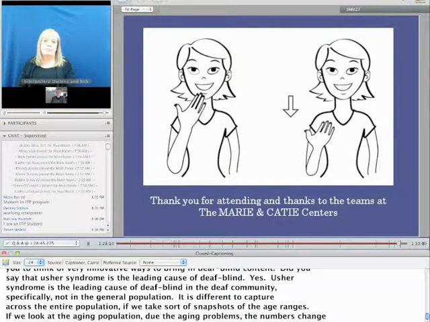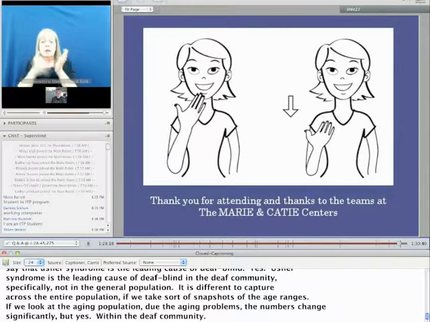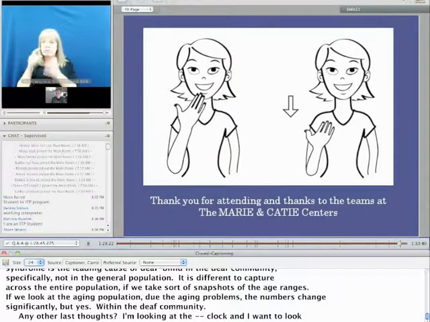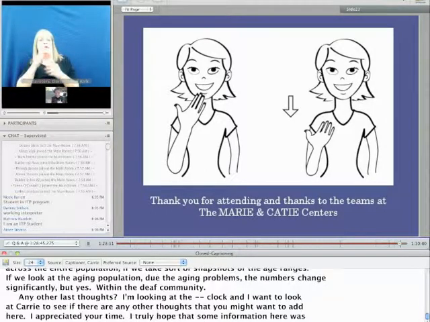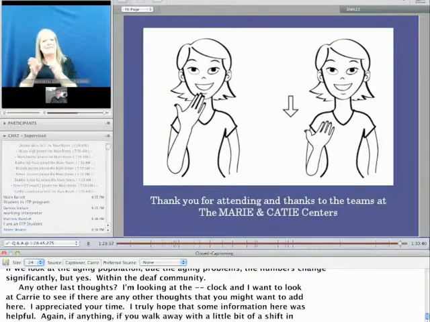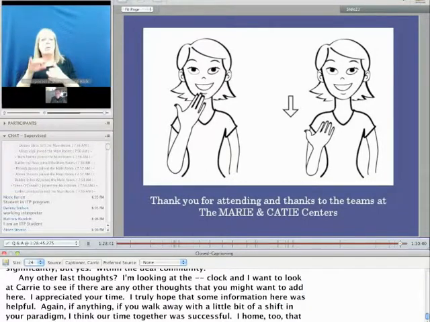Is there any other last thoughts? I'm looking at the clock, and I want to look at Carrie to see if there are any other thoughts that you might want to add here. I've appreciated your time, and I truly hope that some information here was helpful. And again, if you walk away with a little bit of a shift in your paradigm, then I think that our time together was successful. And I hope, too, that the information is a little less overwhelming than you may have thought it to be in the beginning.